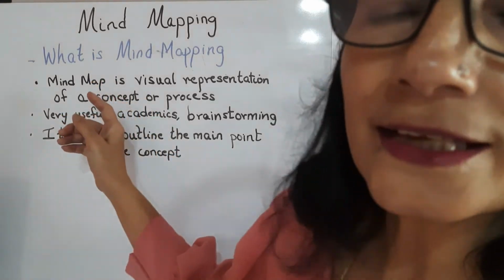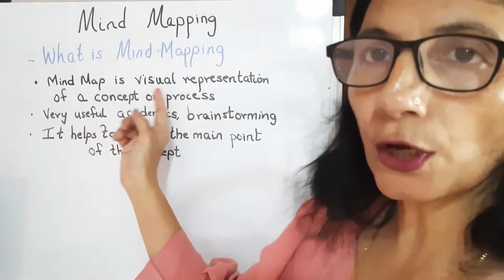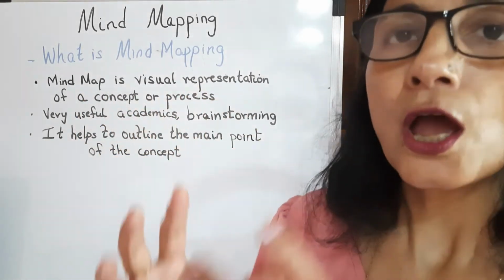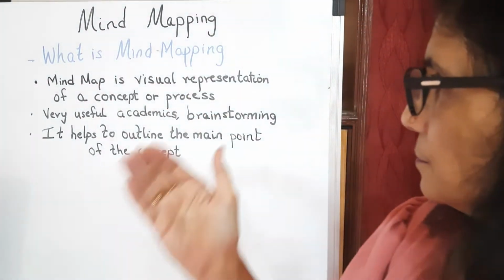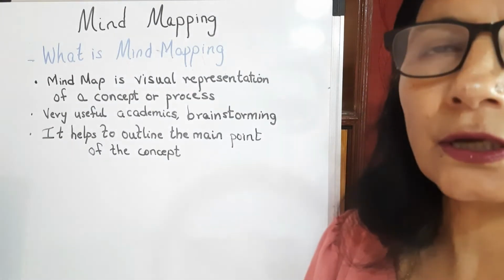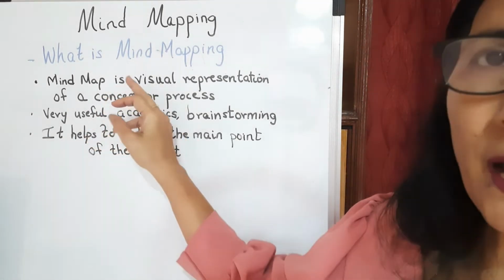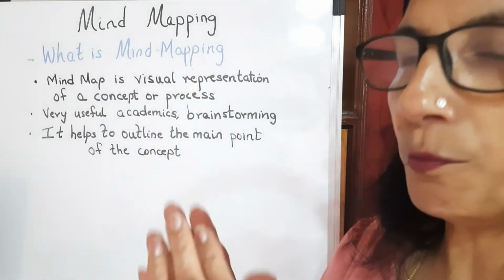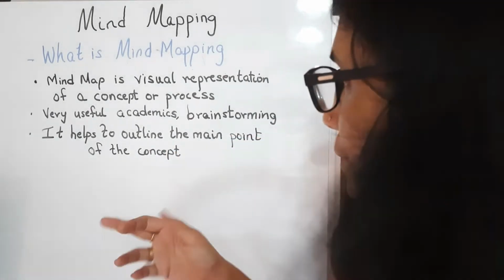Let's understand what is mind mapping. A mind map is a visual representation of a concept or a process. So when you are teaching a concept or a lesson, for example, on weather and seasons, or the life cycle of a butterfly, this would be helpful for you, since when you make the mind map, you will be able to know what you are going to teach further.